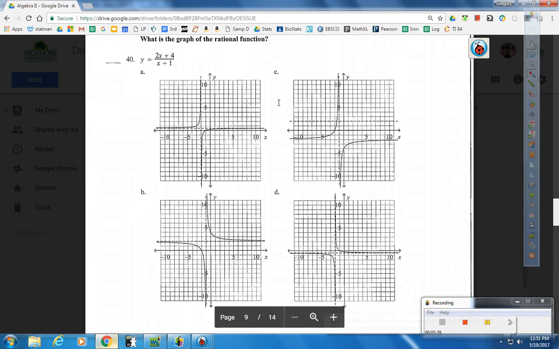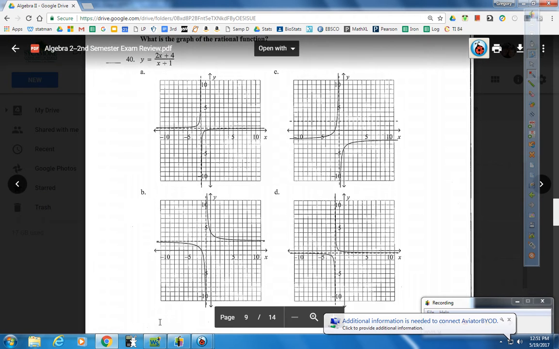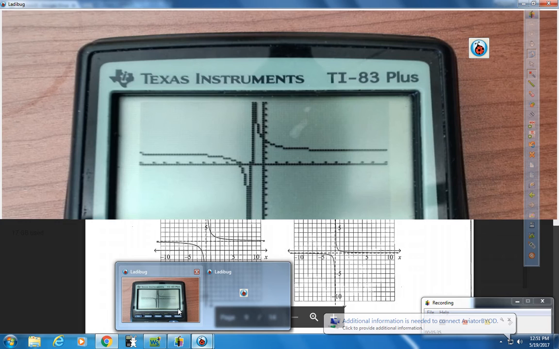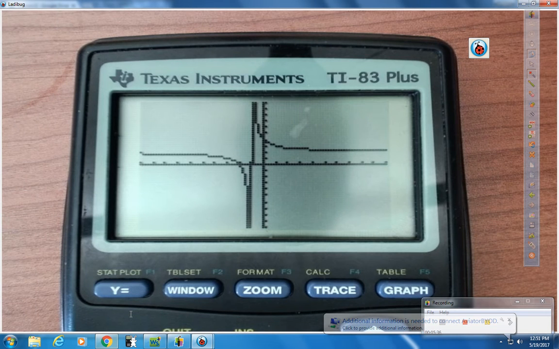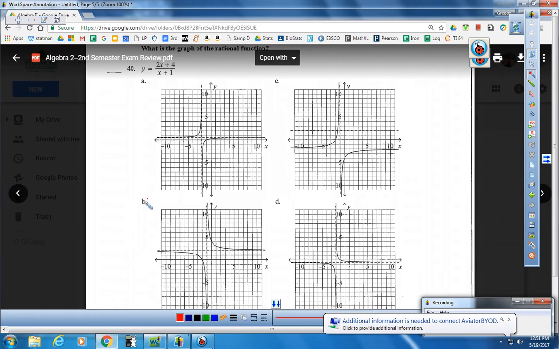If I look back at my graph and I say, okay, which one does it look like? Does it look like C or does it look like B? And if I go back to the graph here, I think it looks a lot more like B than it does like C. Okay? So that answer there is B. All right, so that's number 40.